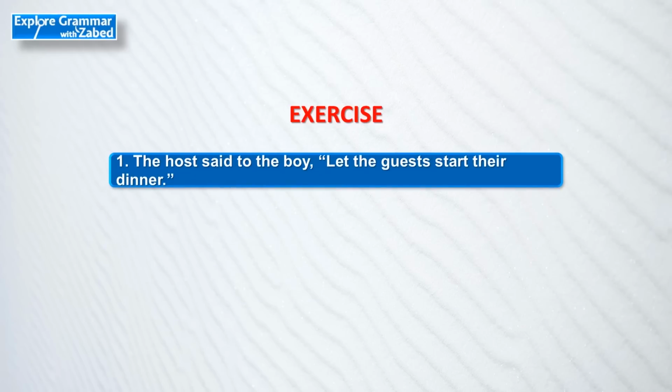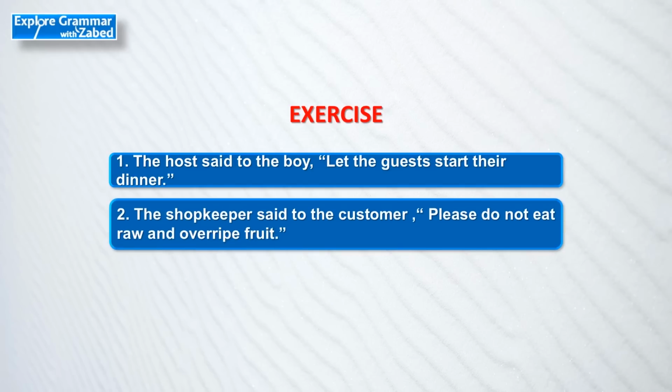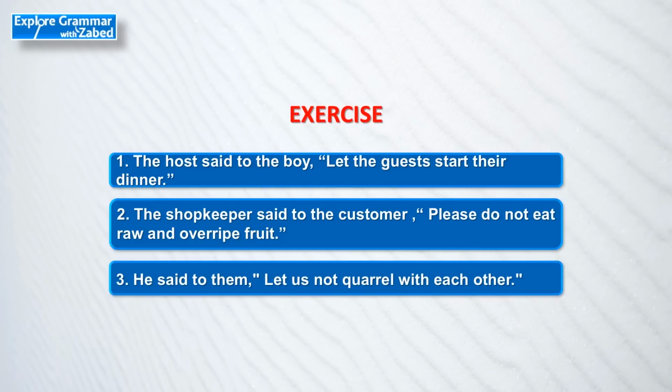Now I am giving you an exercise. Here, direct speech needs to be converted to indirect speech. The sentences are: the host said to the boy, "Let the guests start their dinner." Sentence number 2. The shopkeeper said to the customer, "Please do not eat raw and overripe fruit." Sentence number 3. He said to them, "Let us not quarrel with each other." Please message me the answers in the comment section.